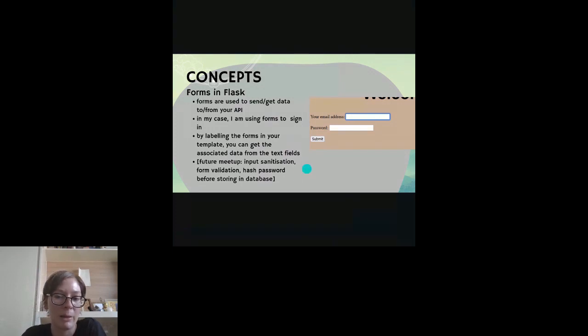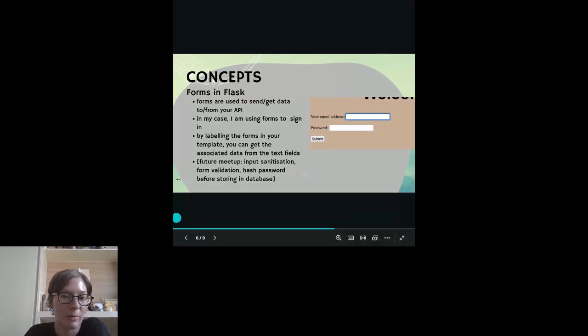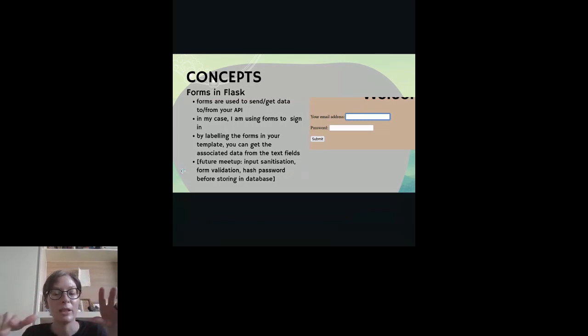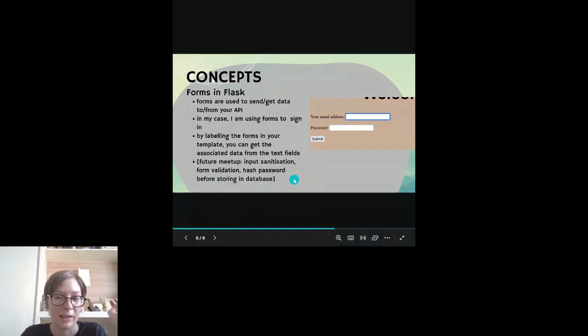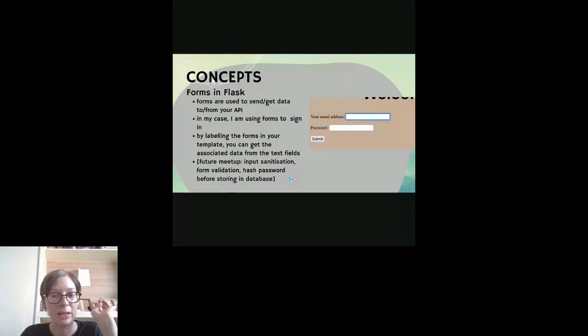But for a future meetup, I'm planning on having something like input sanitization. So for example, you have to use certain characters or you cannot use certain characters. I want to have some kind of validation. For example, sometimes you have to input a password, right? And then the website says, oh, you have to include a capital letter and a special character and a number, that sort of thing. I also want to find a way to hash my passwords and store them in a database. All of these things are something that I will be looking at for a future meetup.